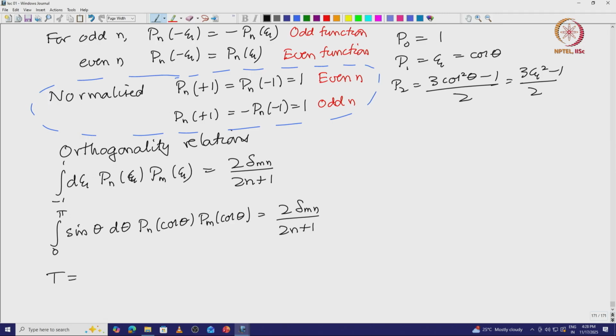So, finally, we have got T is equal to sigma, n is equal to 0 to infinity, a n r power n plus b n by r power n plus 1, P n of cos theta, as the solution for del square T is equal to 0 in a spherical axisymmetric coordinate system.